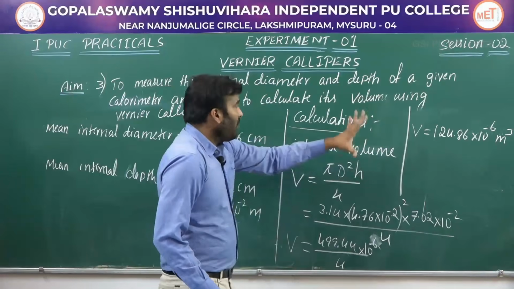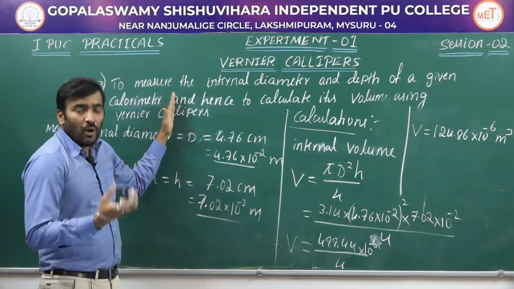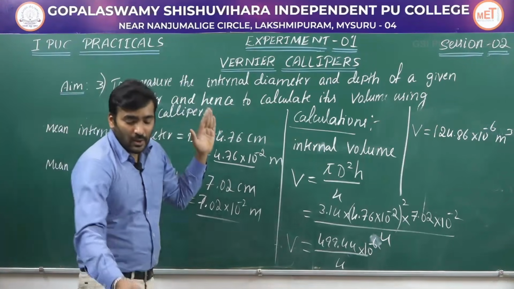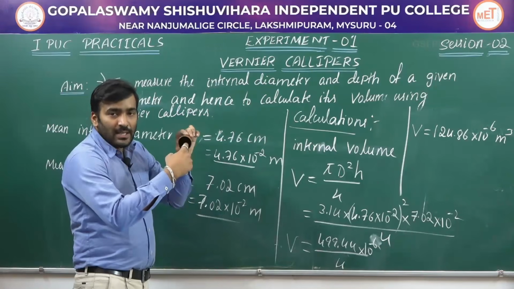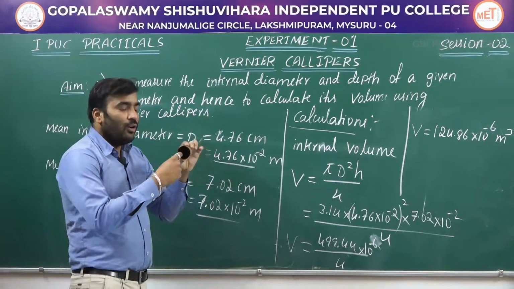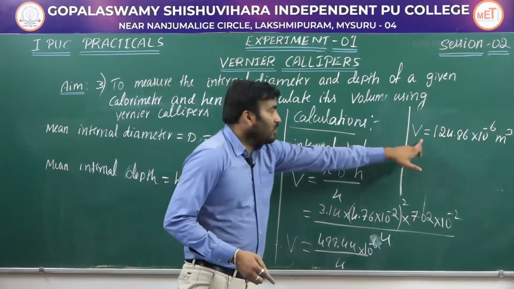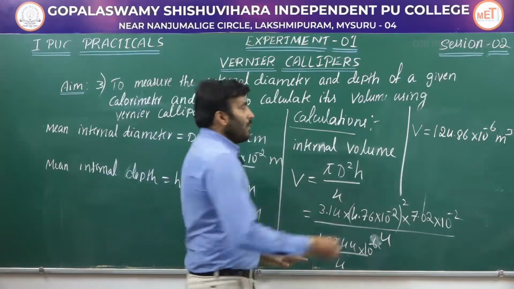So finally, we find the value of the internal volume of the calorimeter. That object is called a calorimeter. It is a hollow object. You can see here, this is a hollow object. Hollow means there is an empty space inside. So we have found the value of this internal volume using vernier calipers, and the answer is V equal to 124.86 into 10 power minus 6 meter cube.